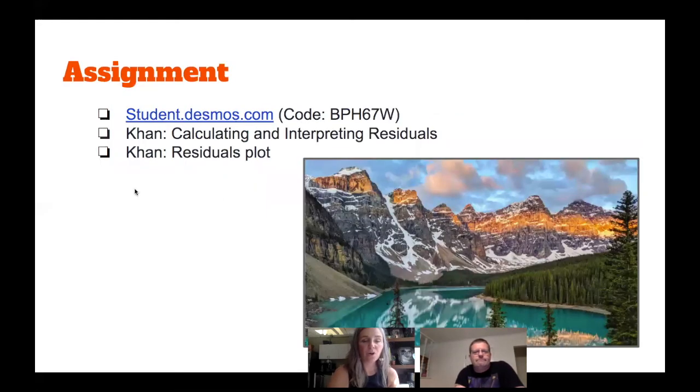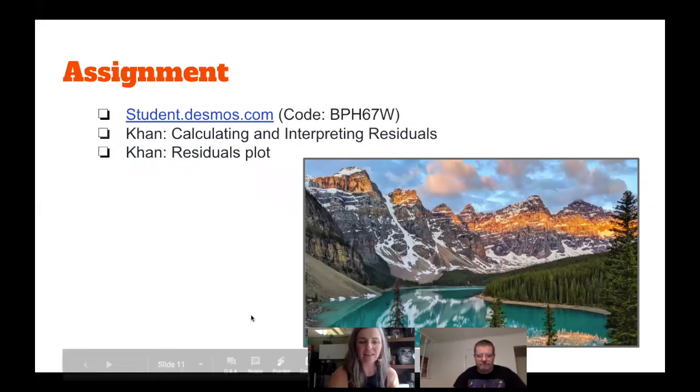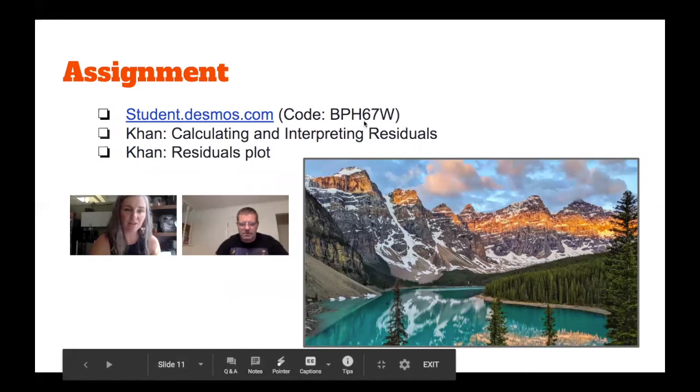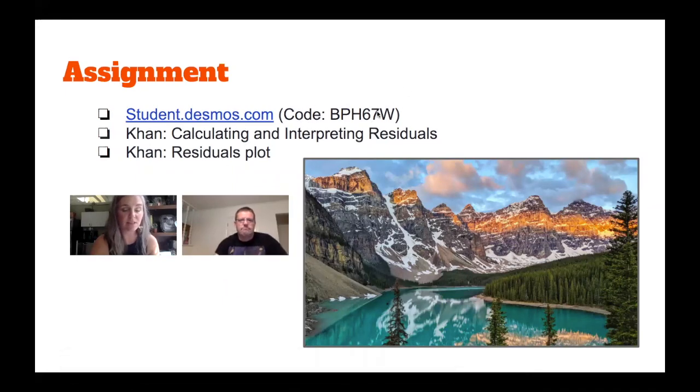Okay, so you are moving on to, and I think this is the first time I've had you go to Desmos. You're going to student.desmos.com and entering in this code. If for some reason this code changes, I'll tell you on Google Classroom. I don't know if it expires, and I'm making this in July, so we'll see.